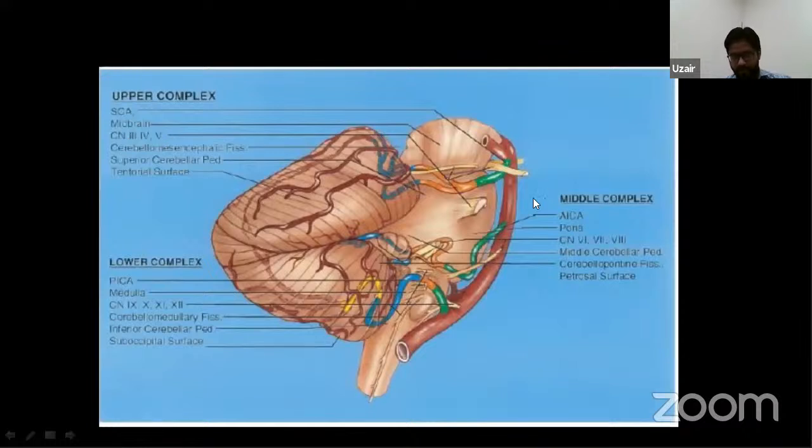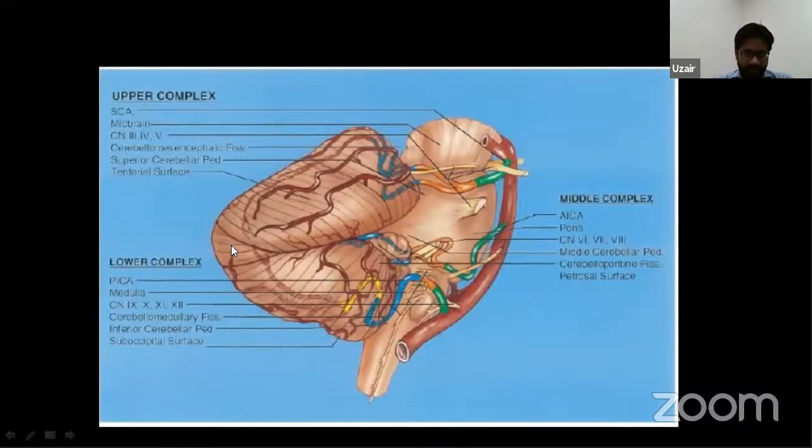Now proceeding to the middle complex, it is between the pons and the cerebellum, connected by the middle cerebellar peduncle. The fissure formed by the pons and the middle cerebellar peduncle is the cerebello-pontine fissure, and it provides the pathway for the anterior inferior cerebellar artery and cranial nerves 6, 7, and 8.